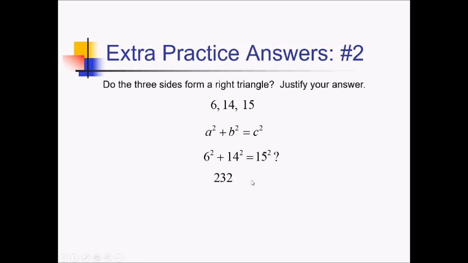Now 232 is not the same as 225. If these had been the same, then we would have said, yes, these three sides form a right triangle. Since these are not the same, we're going to say, no, this is not a right triangle because it does not satisfy the Pythagorean theorem.